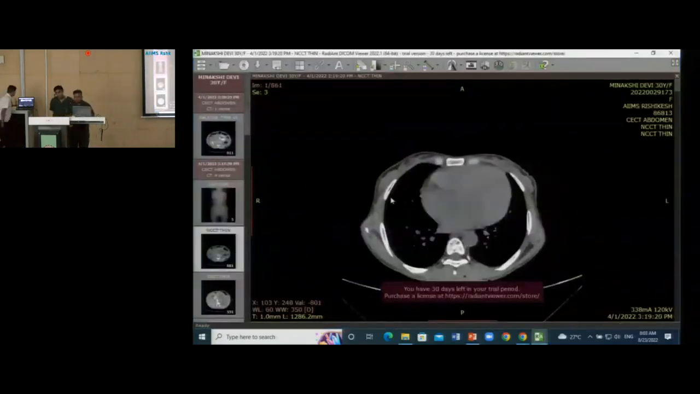Good morning, everyone. I'm Dr. Trilocha, JR3 from the Radiology Department. The CECT abdomen of the patient was done in our department on 2nd of April 2022. These are the non-contrast images.